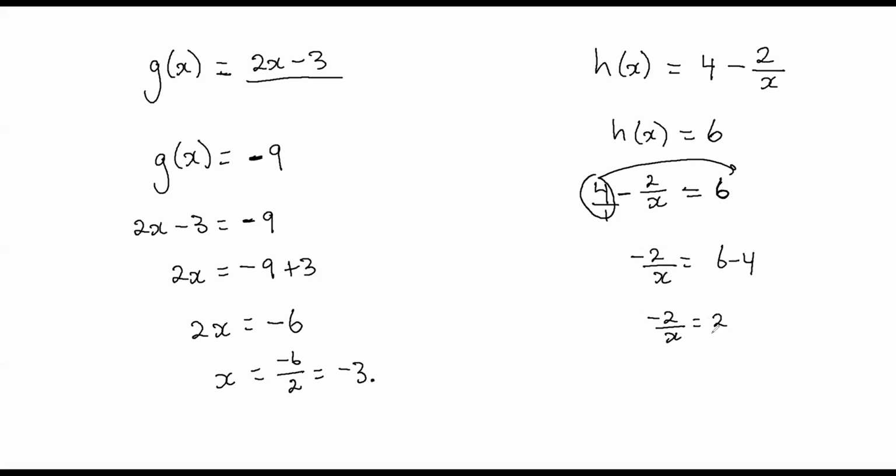You could cross multiply. Exactly. So we can cross multiply, and we will get minus 2 is equal to 2x. So then x will be equal to minus 2 over 2, which is negative 1. Don't forget the minus sign.